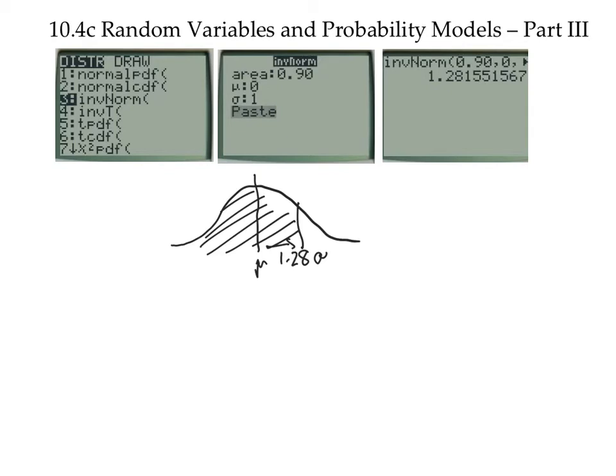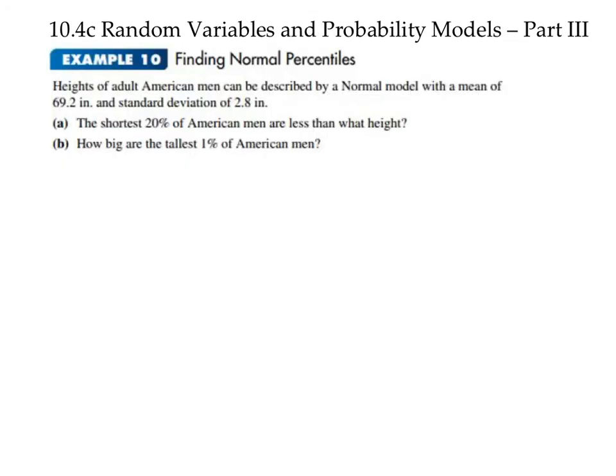Notice also that the inv norm gives us the chance to put in our own mean and our own standard deviation. So we don't have to accept the z-score approach. But let's do both. So here's a problem to work. We're asked 2 questions here, and again, it's based on the theory that the mean of adult American male heights is 69.2 inches, and the standard deviation is 2.8 inches. In A, they're saying the shortest 20% of Americans are less than what height? So here's how I'm going to do it.